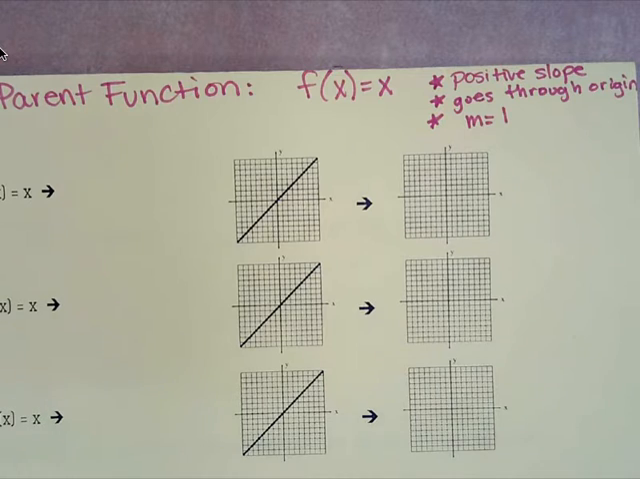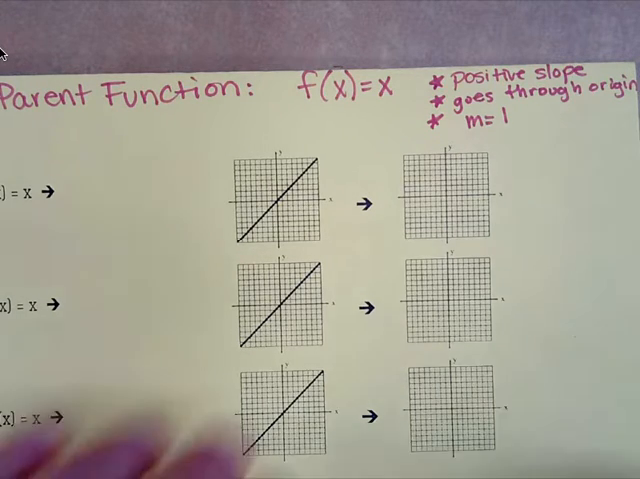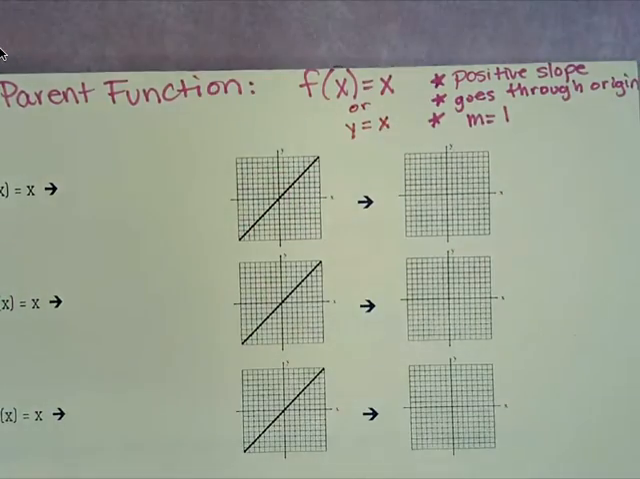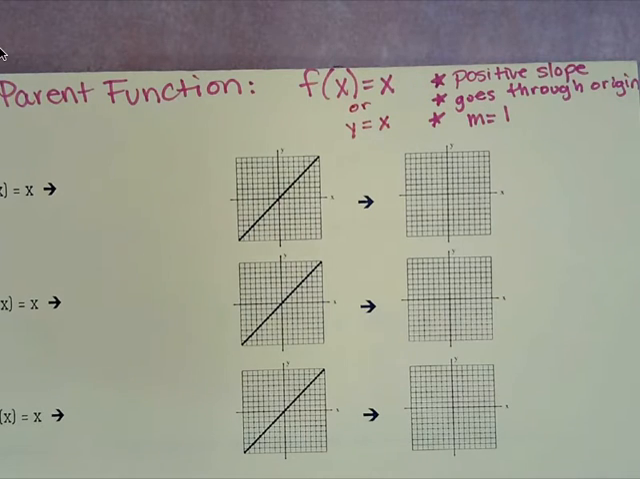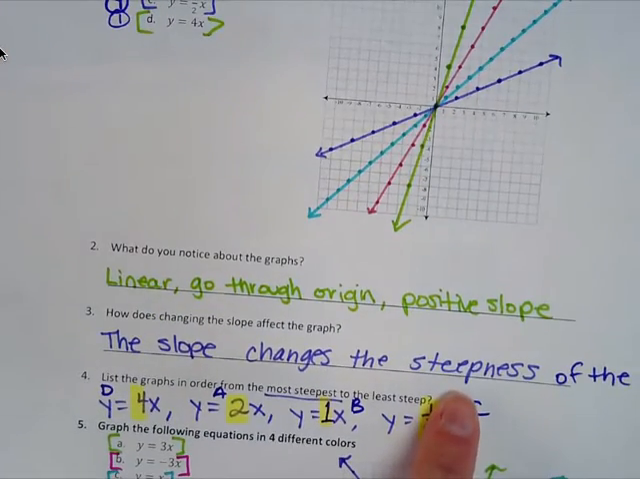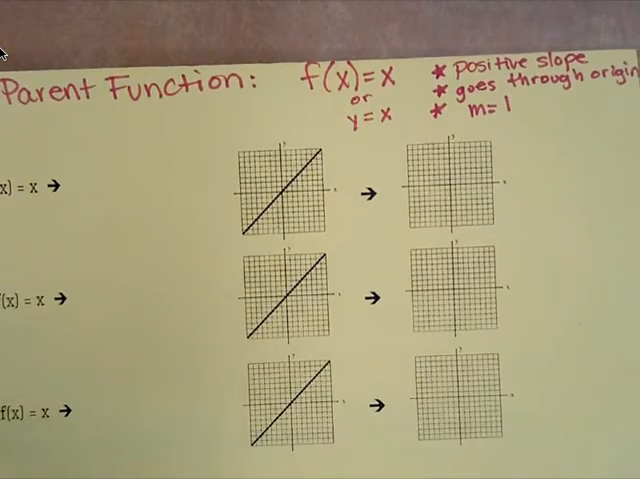So every linear function comes from this linear parent function. It can also be written as just y equals x, okay? You can write it as f of x equals x or y equals x. You'll see them both ways. So every function comes from this linear parent function. You do some kind of transformation on it. So the transformations that we learned on our notes today was the change in the steepness. So that's going to be our first change we're going to talk about.